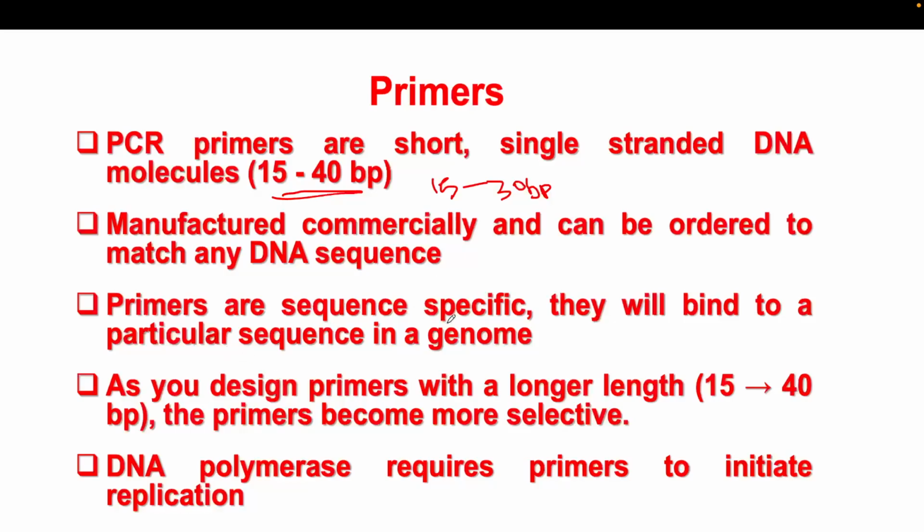Then primers are sequence specific, they will bind to a particular sequence in a genome. Okay, and as you design a primer with a longer length, going beyond 40 base pair, the primer becomes more selective. Okay, and then DNA polymerase requires primer to initiate the replication. This is the purpose of using PCR primer, it is initiating the replication process. Okay, so it is the initial point for replication, you can say.